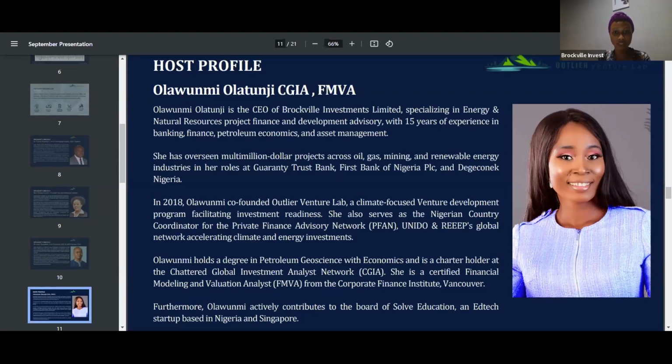Olawumi holds a degree in petroleum geoscience and economics and is a charter holder at the Chartered Global Investment Analysts Network (CGIA). She is a certified financial modeling and valuation analyst from the Corporate Finance Institute, Vancouver. Furthermore, Olawumi actively contributes to the board of Solve Education, an edtech startup based in Nigeria and Singapore.